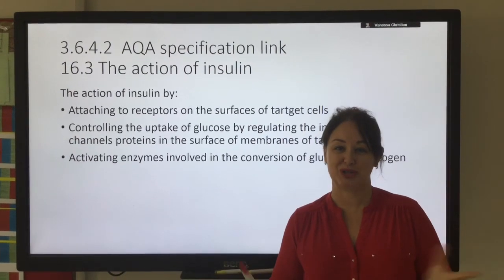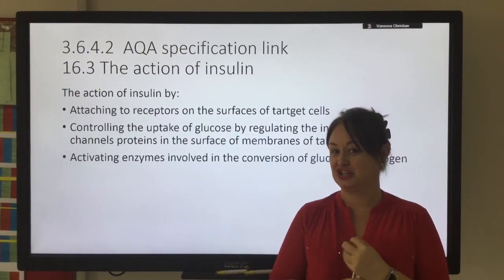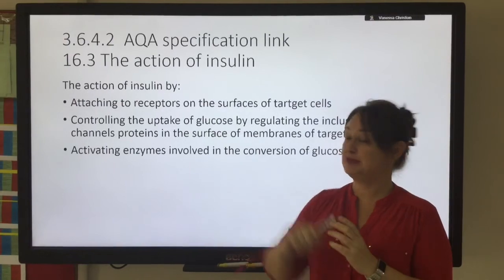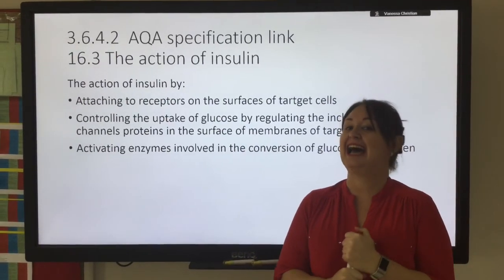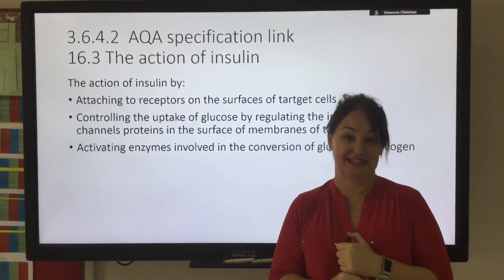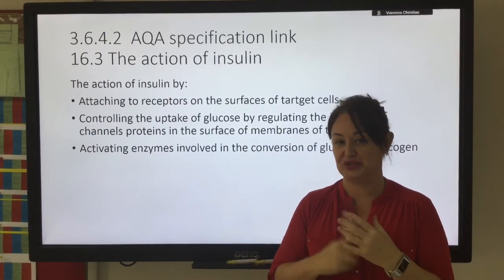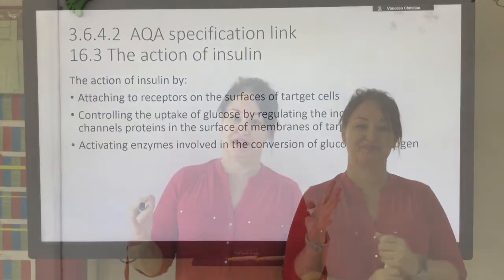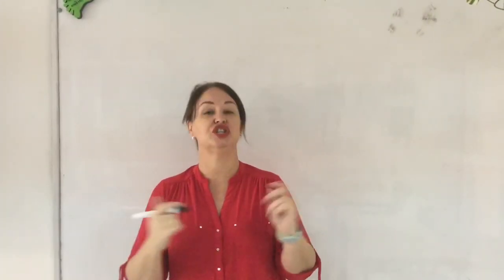Okay, welcome to part 2. We're looking at the action of insulin. We're still on the same specification link, and in terms of the textbook, it's still 16.3 if you're using the AQA textbook. Uplift here from what we know at GCSE.